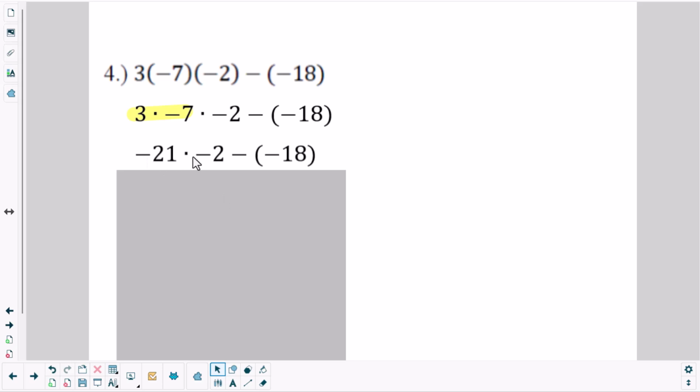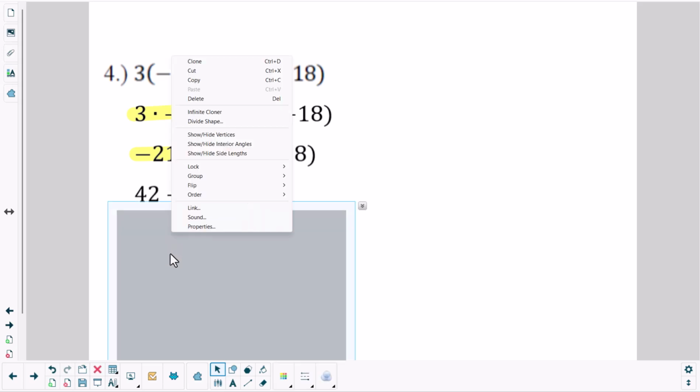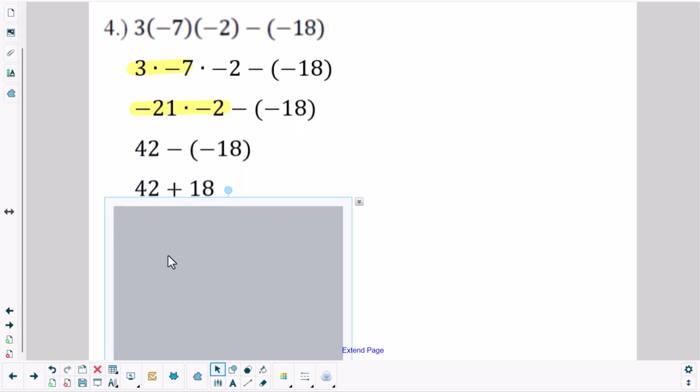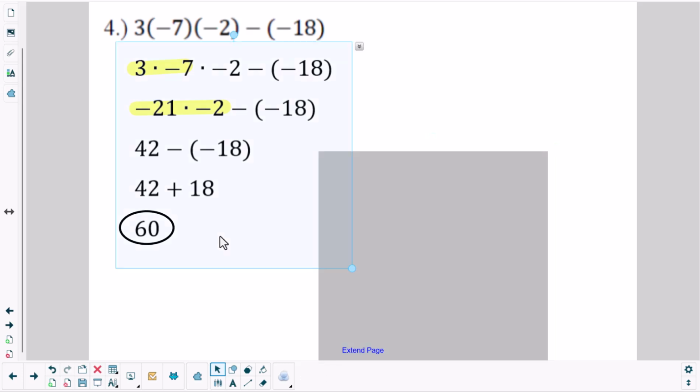I have -21 times -2. I've got to multiply first before I do anything else. -21 times -2 is going to be +42. When I have 42 minus -18, we can rewrite that as 42 plus 18 using change opposite. 42 plus 18 will get us 60 for our solution.